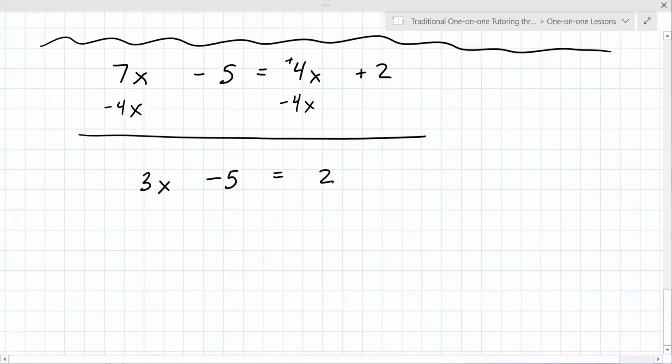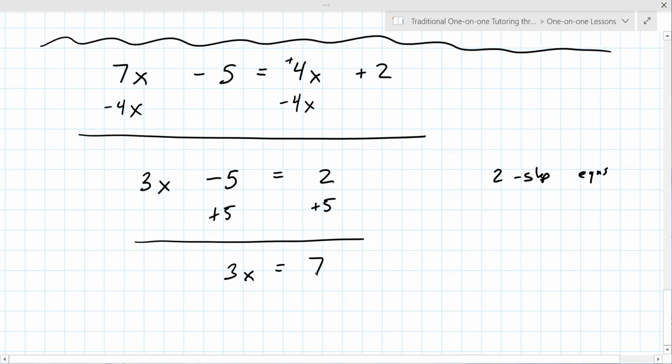Yeah. Now this is a two-step equation. I know we've done lessons on this in the past. You undo subtraction by 5 first, with the addition, by adding 5 to both sides. Okay, and then how do you undo multiplication by 3? Division. Divide by 3. So x equals 7/3. Yeah.